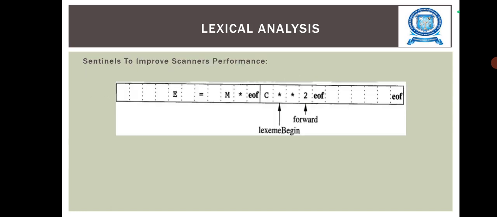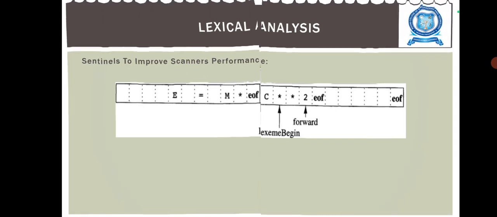Next, we are going to see the sentinels to improve scanner performance. Each time we advance forward, we must check that we have not moved off one of the buffers. That requires two tests: one for the end of the buffer and one to determine what character is read. We can combine the buffer end test with the test for the current character if we extend each buffer to hold a sentinel character at the end. Thank you.